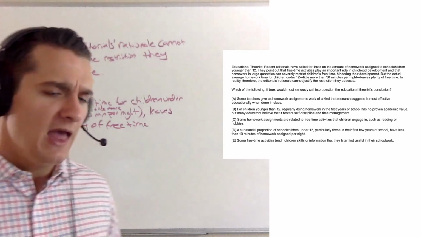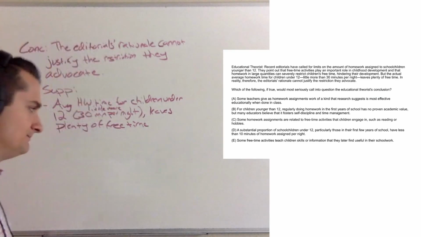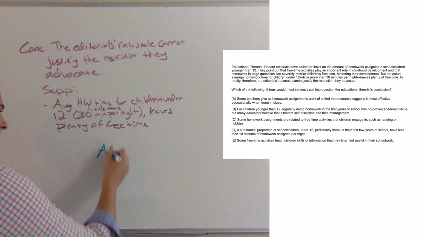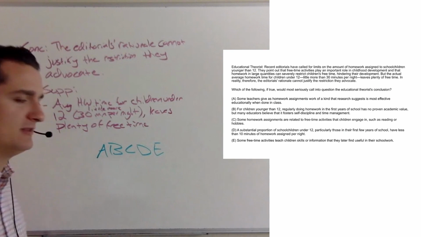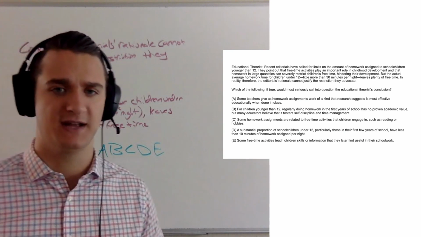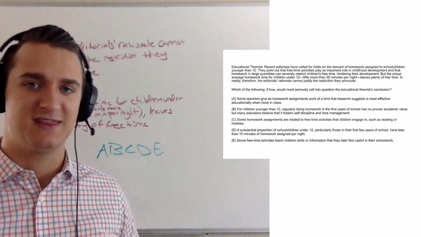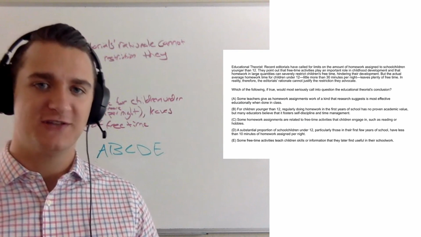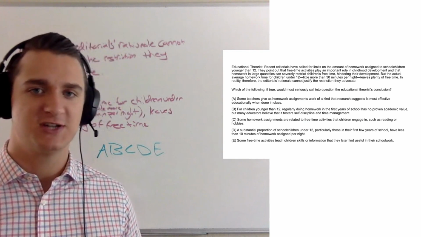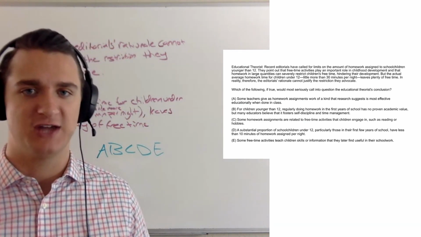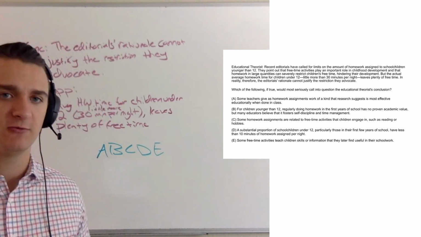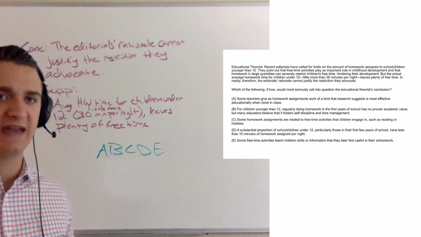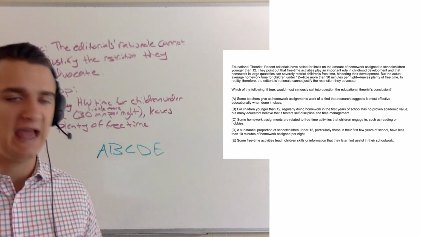But anyway, the question here says this. So I'll go ahead and put up A, B, C, D, E. I'm going to try and tie all these answer choices back into the passage, see what the implications are. Not going to say anything's irrelevant or out of scope here. Which of the following, if true, would most seriously call into question the educational theorist's conclusion? Again, what is that conclusion? Well, that the editorial's rationale cannot justify the restriction they advocate.